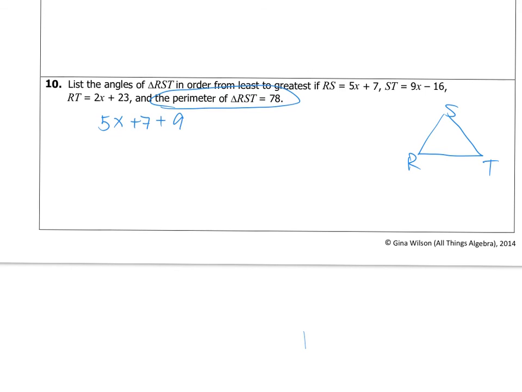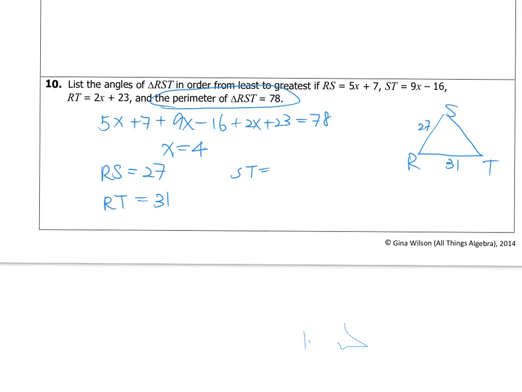So I'm adding all the sides together, and that equals 78. And if you solve for that, your x should come out to be 4. And then you plug it back in. So your RS should be 5x plus 7, so 4 times that is 27. Your RT should be 31, so that's 27, that's 31. ST is 9x, so ST is 20.